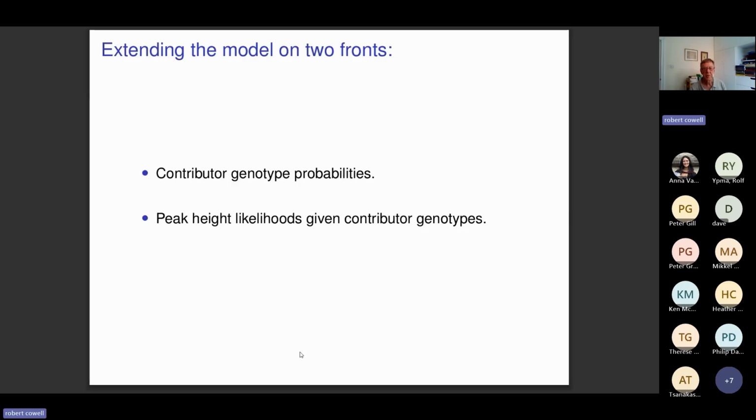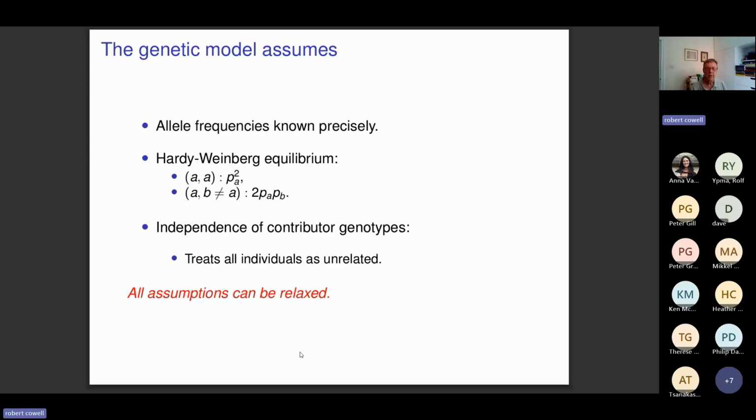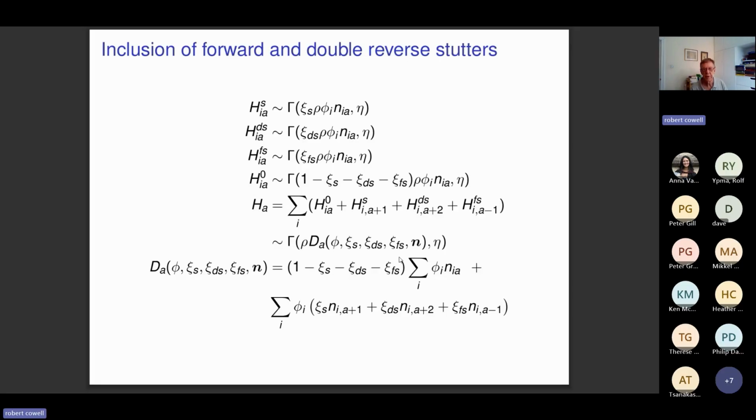Now I want to talk a little bit about extending the model, which can be done on 2 independent fronts. You could change the probability model for the genotype, or you could change the peak height model. If we look at the genotype model, we've assumed allele frequencies precisely known, Hardy-Weinberg equilibrium, and independence of contributor genotypes, which essentially treats all individuals as unrelated. All of these assumptions can be relaxed, and Peter Green will talk about that after me. I want to discuss one extension, which is the inclusion of forward and double reverse stutters.